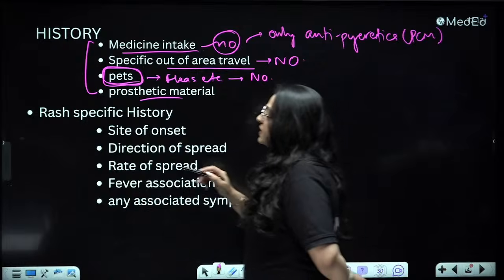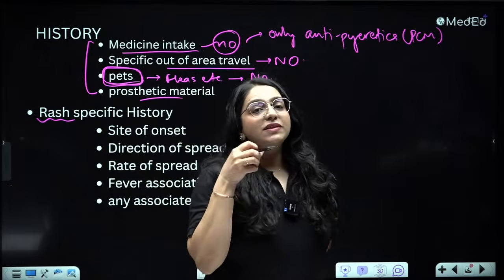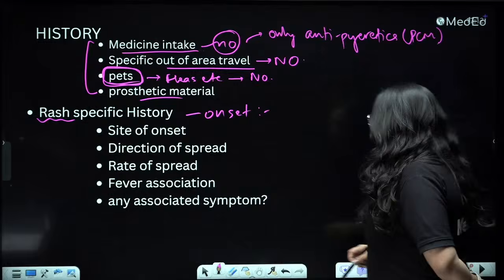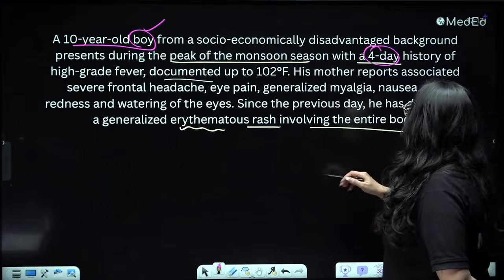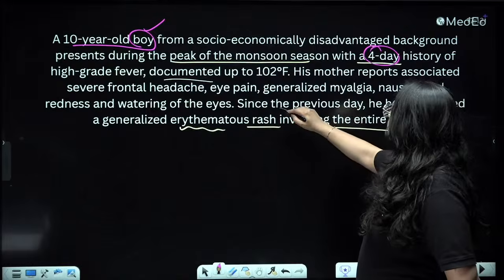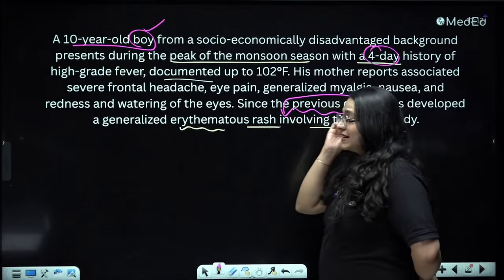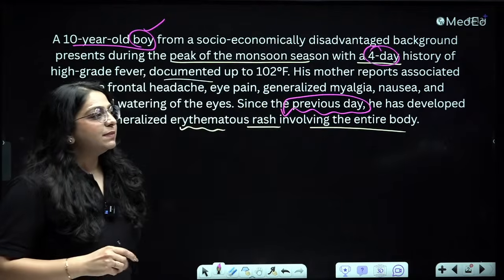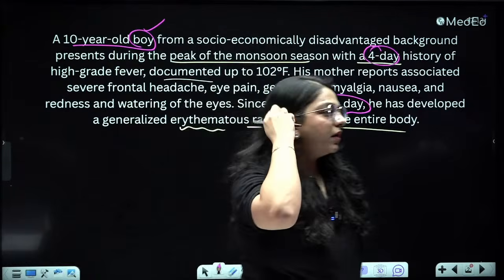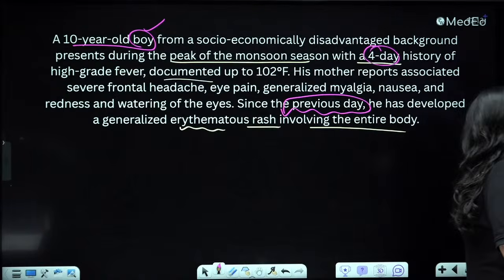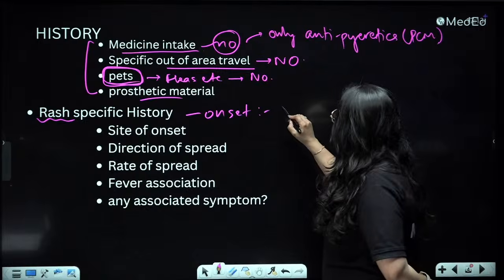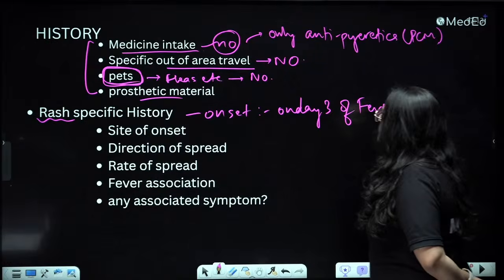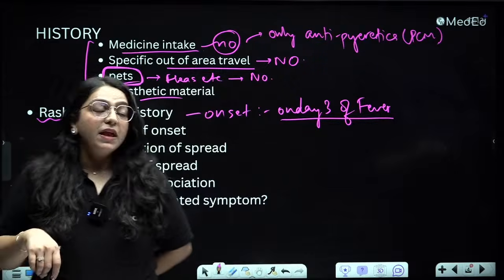Then rash specific history we are going to focus on. What was the onset of rash? We already know the onset of rash. When was the onset? I said yesterday. So that means on day 3 of fever, right? The previous day he developed a generalized erythematous rash all over the body. So it's been 4 days of fever, and it's been 1 day since the rash. So of course onset is on day 3 of fever, right? Day 3 of fever is when the onset of rash has come.